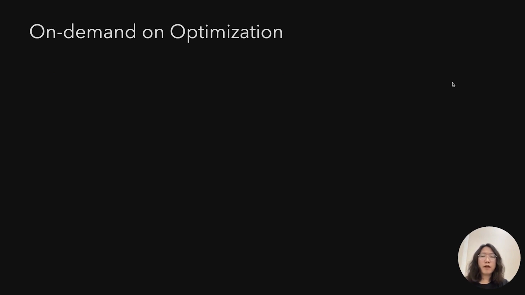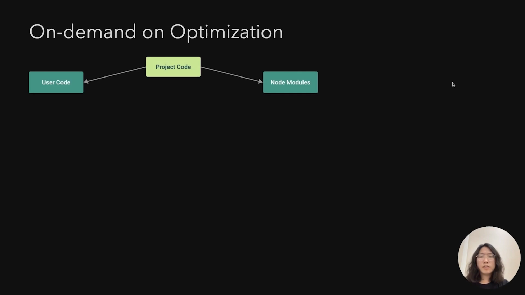By taking it further, we could have on-demand on optimization. If Vite could provide different strategies for different targets, we could actually have more fine-grained strategies for different types of files. We could separate the project code into user code and the node modules you installed from third parties. Vite makes the assumption that the user code will be changed frequently while the node modules will only change once in a while.